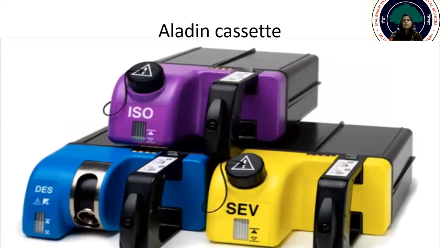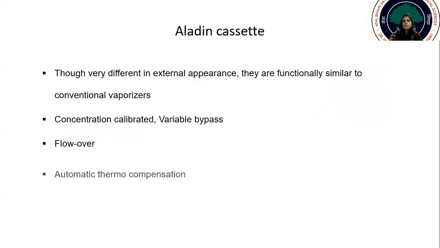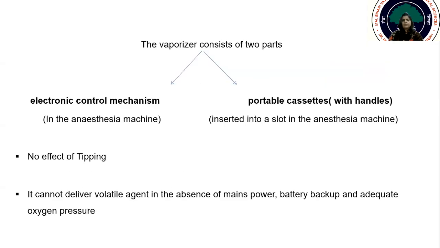Now coming to Aladdin cassettes, this seems quite sophisticated, a different type of vaporizer. However, they are functionally similar to conventional vaporizers. How? Because they are concentration calibrated, variable bypass type of vaporizers, which use flow over as the method of vaporization, and they are automatically thermocompensated by electronic method. It is used with the Datex Ohmeda Aladin machine AS3. The vaporizer has two parts, one electronic control mechanism, which is in the anesthesia machine, and portable cassettes with a handle, which are inserted into the slot in the anesthesia machine.